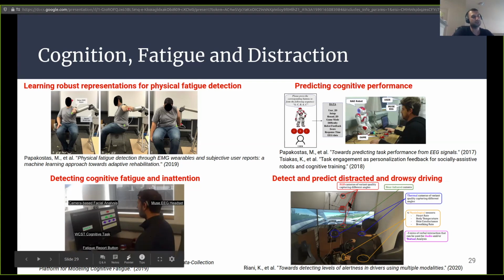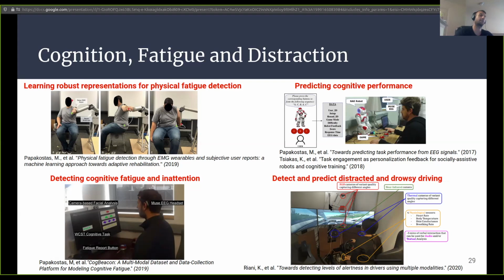One of my most recent works is in collaboration with some colleagues on detecting driver alertness. This is a work done also in collaboration with Toyota Research. And we have this data set where we collect a bunch of different data, a very rich data set, which we hope soon to publish also.